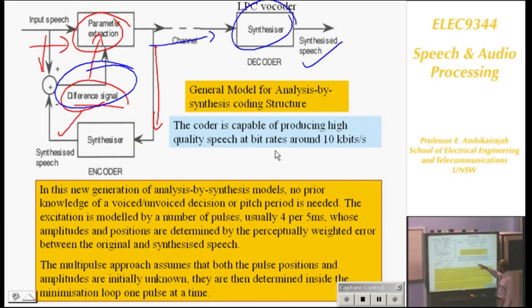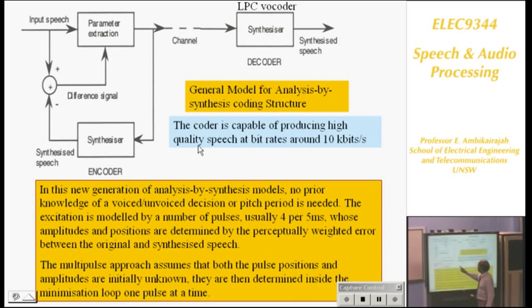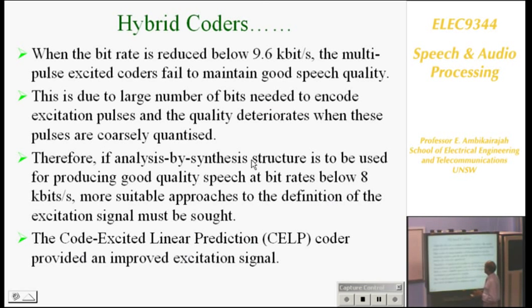This coder alone will give you around 10 kilobits per second if you use this technique. But what's the problem you think you'll come across here? Because you need to go through this loop a few times, there's going to be an inherent delay. Before, you analyzed and sent them across, and there's no delay. Now you are going to go in a loop until you get a better parameter. So there's going to be a certain amount of delay, right? But the quality is very high. So with hybrid coders, the bit rate is reduced below 9.6 kilobits per second.